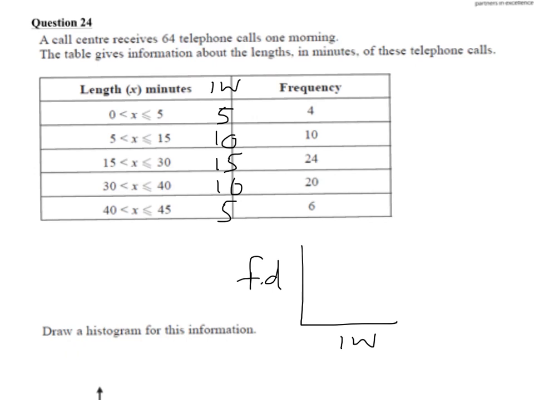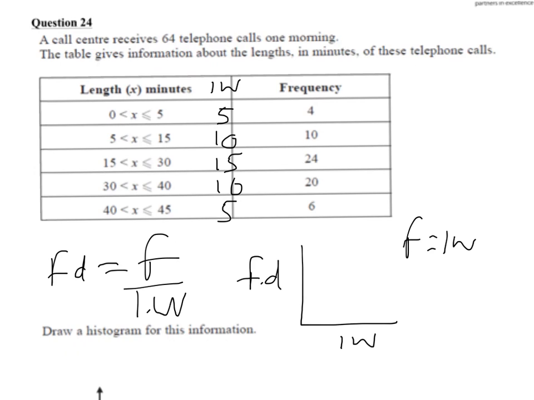Now we can find the frequency density by taking the frequency and dividing it by the interval width. If you don't remember that formula, you should know that frequency equals interval width times frequency density, and you can rearrange that formula by moving the interval width underneath.